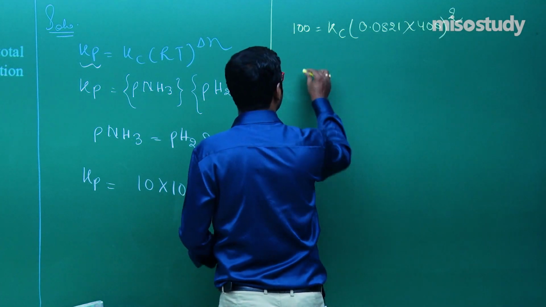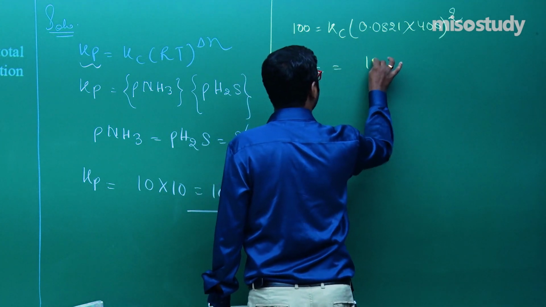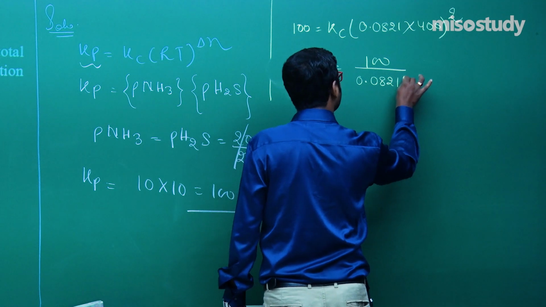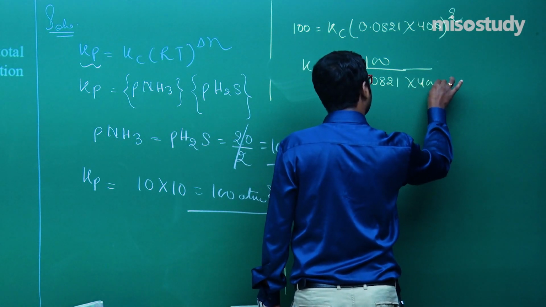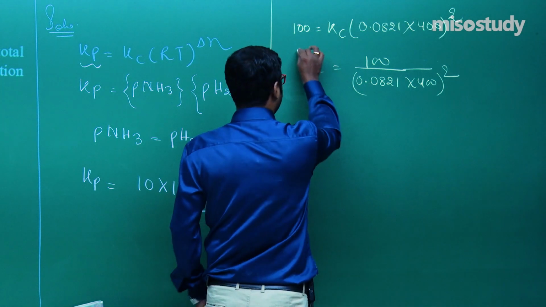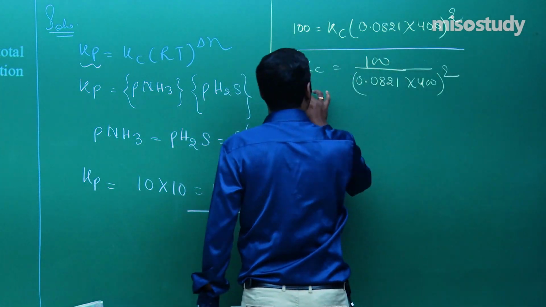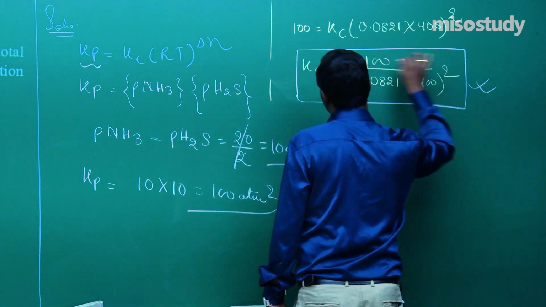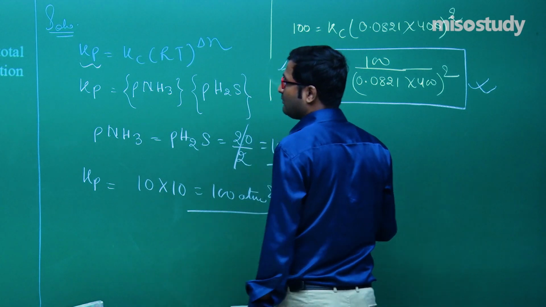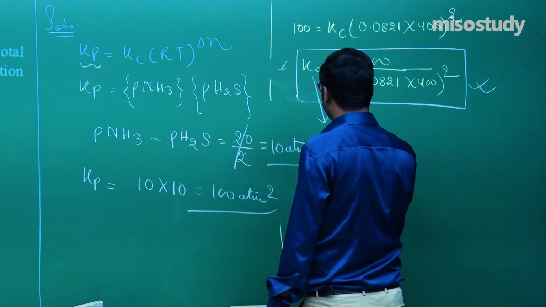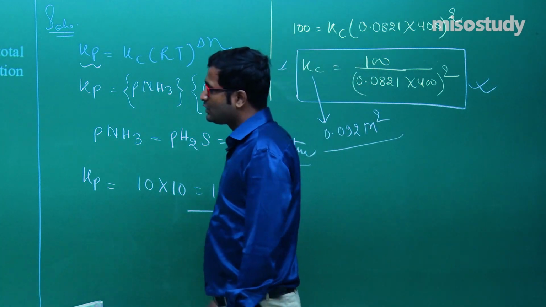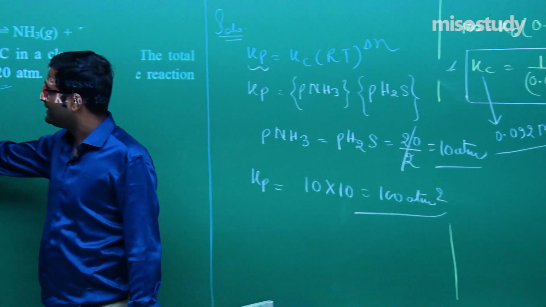Tell me. So Kc is equal to 100 upon (0.0821 into 400) square. Clear? Now, if you solve this expression, then you get the value of Kc, which is almost equal to 0.092 M square. So in this case, the answer is A.